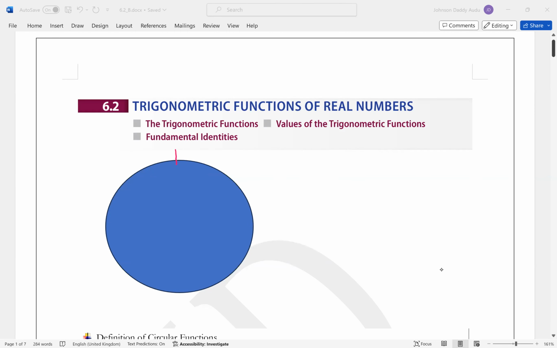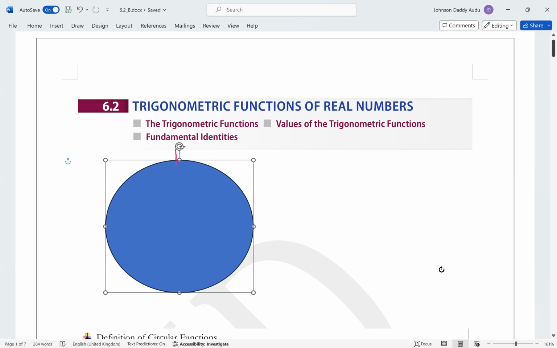Hello viewers. In this video, we'll be looking at trigonometric functions of real numbers. In the previous section, we talked about trigonometric functions of angles. Now we want to see the relationship between these two. How can we move from trigonometry of angles to trigonometry of real numbers?